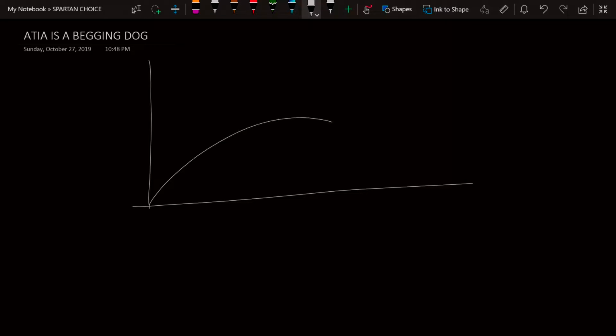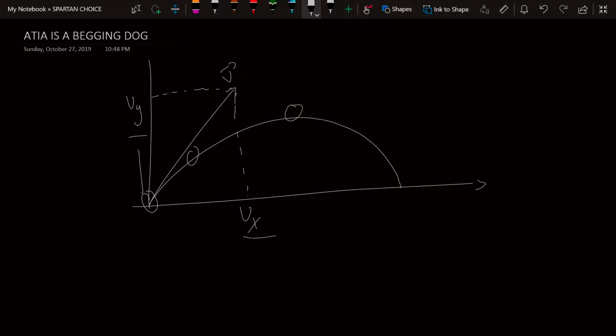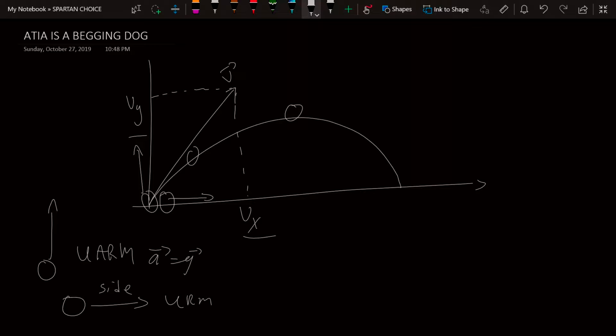Now we know that an object has its velocity vector here on its trajectory. We can always break a velocity vector down into its x and y components, right? In this case, vx and vy. Since we broke it down into two components, we can think of throwing a ball here as the same thing as throwing a ball upwards and throwing a ball to the side and adding their motion up. Now, if we throw a ball upwards, it moves in UARM, right? Because a is constant. In this case, it's equal to g. And if we throw a ball sideways, then it's URM, constant speed, constant velocity.